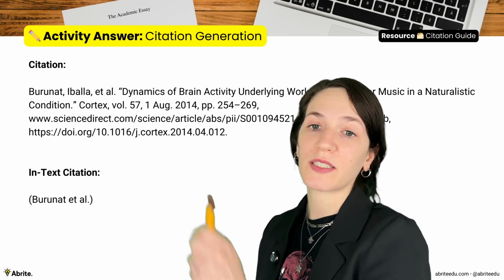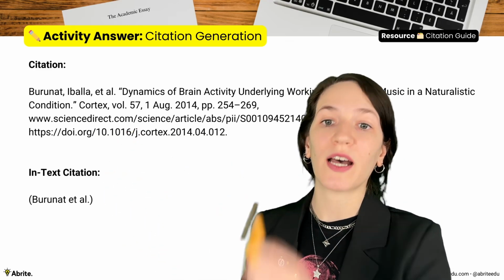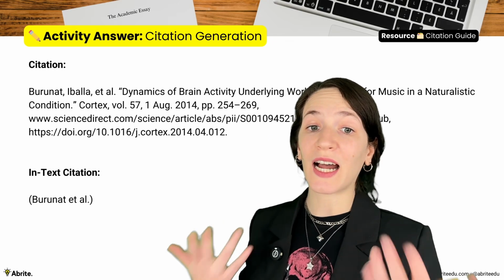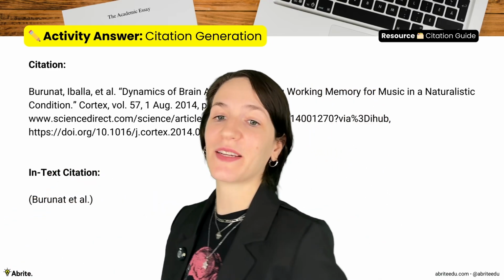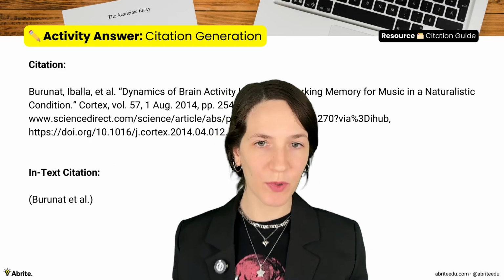A DOI number is a special number that's given to identify journal articles, kind of like an ISBN number for books. And here's my in-text citation. We have the last name of the author and et al. because there were many authors.